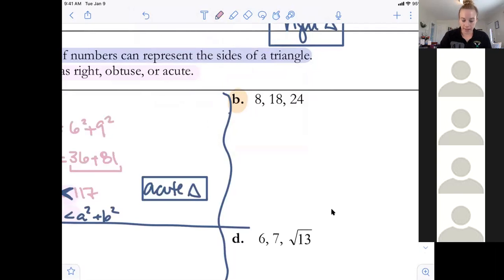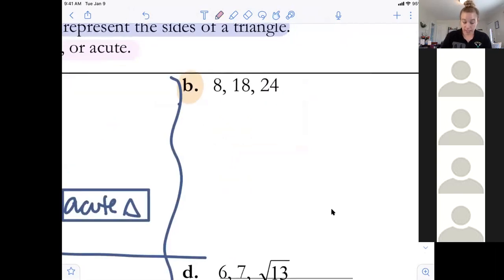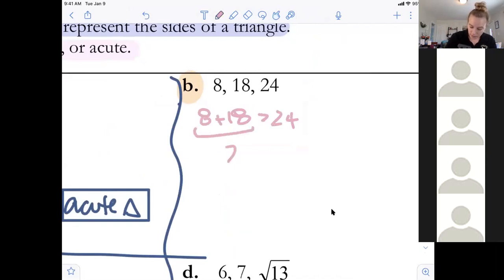So I've got my three segments. I've got 8, 18, and 24. First thing you have to do is check to see, can this be a triangle? So I have to do 8 plus 18. Those are the two smallest sides. Is that bigger than 24? 8 plus 18 is 26. Okay, yeah, I agree. That's bigger than 24. So we're going to say, yes, it's a triangle.